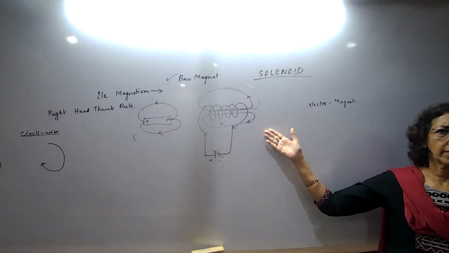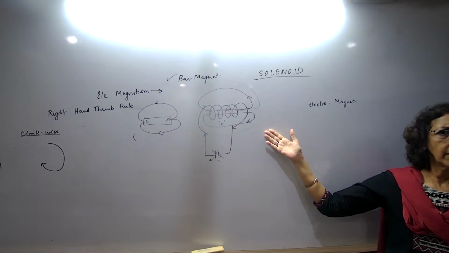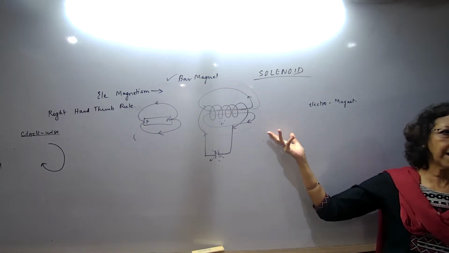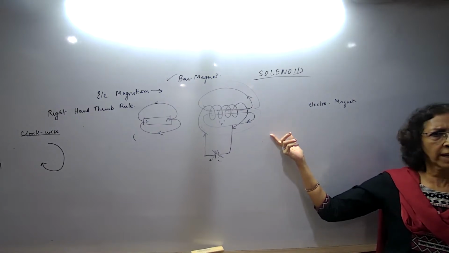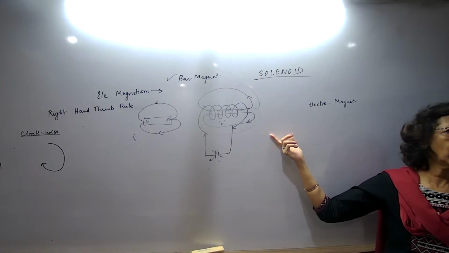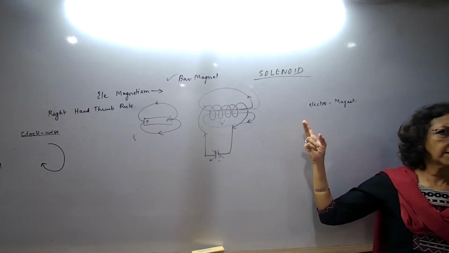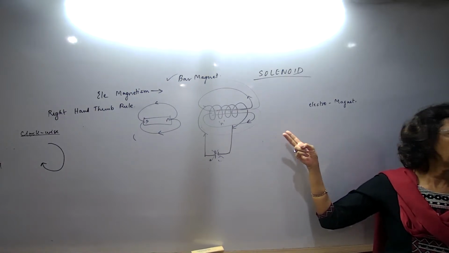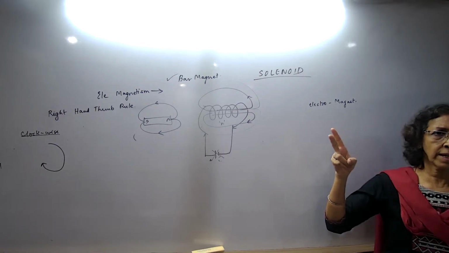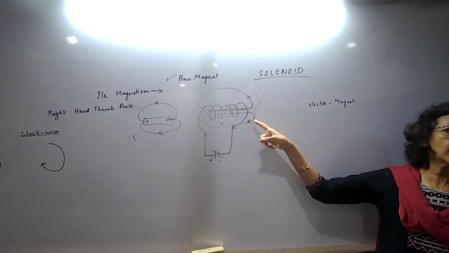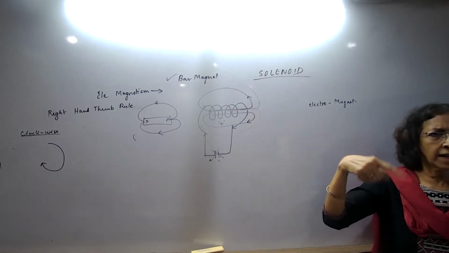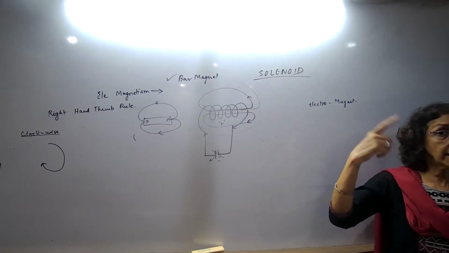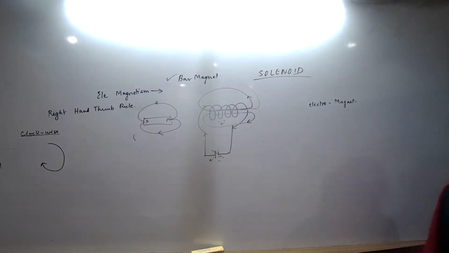One characteristic of the solenoid is that it behaves like a bar magnet when current flows. Okay, very good. Then what is the second point? Is it a permanent magnet or a temporary magnet? It's a temporary magnet. How can you increase the strength of the solenoid? By increasing the current or by increasing the coils.